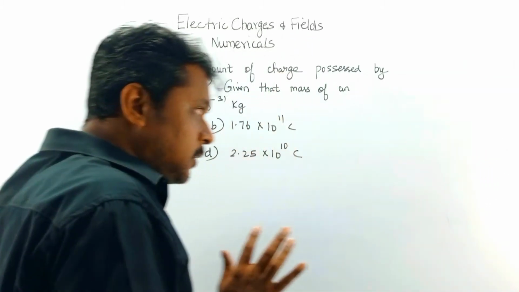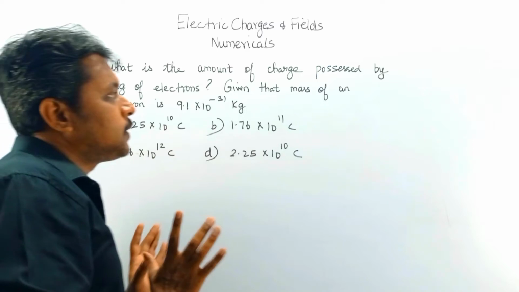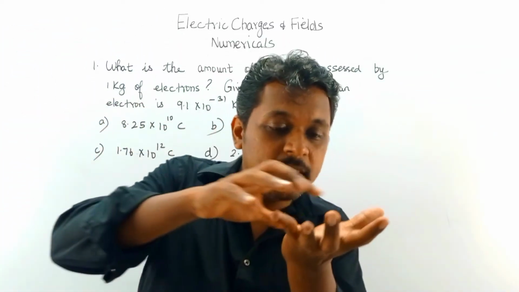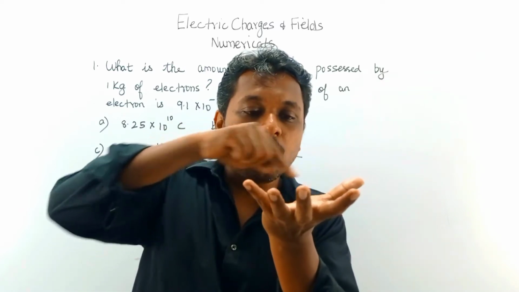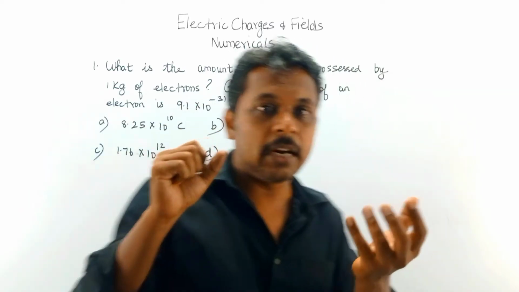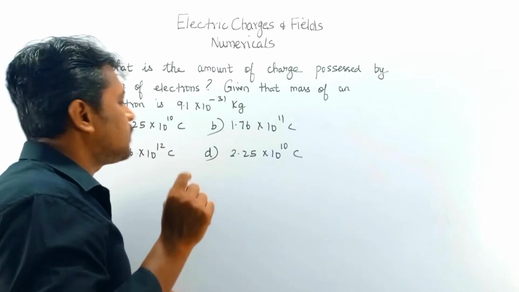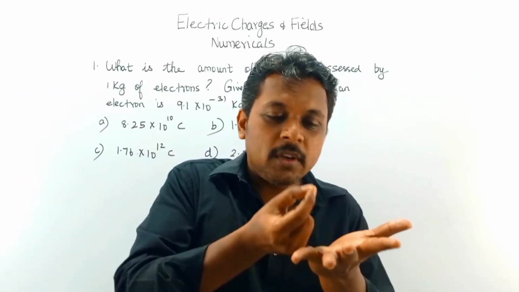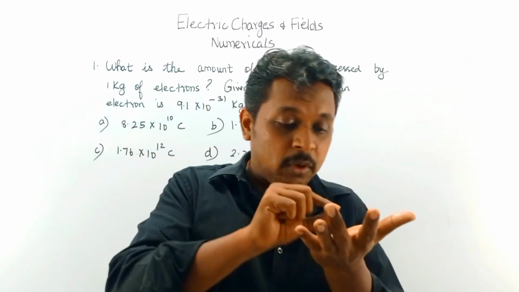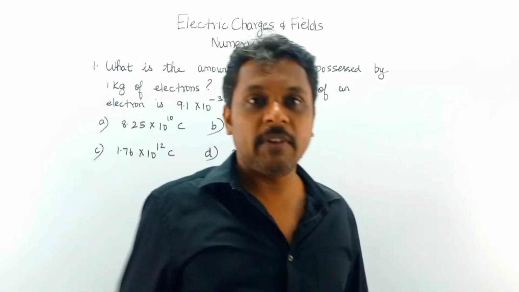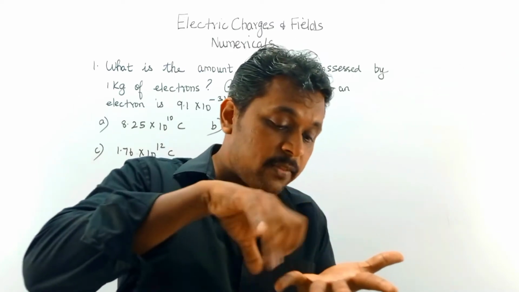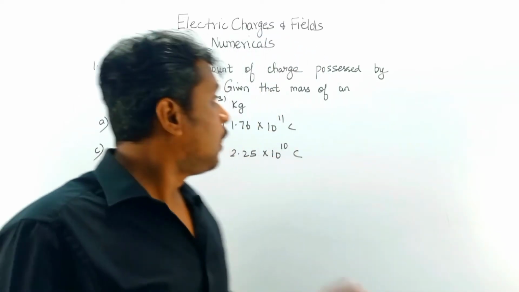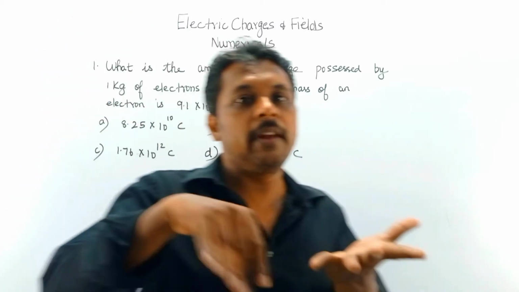The first numerical: what is the amount of charge possessed by 1 kg of electrons? If I have 1 kg of electrons, what is the total charge? They have also given the mass of a single electron. Just like if you have 1 kg of sugar, the mass of one sugar grain is given, similarly the mass of one electron has been given. Now we have to find the total charge of 1 kg of electrons.